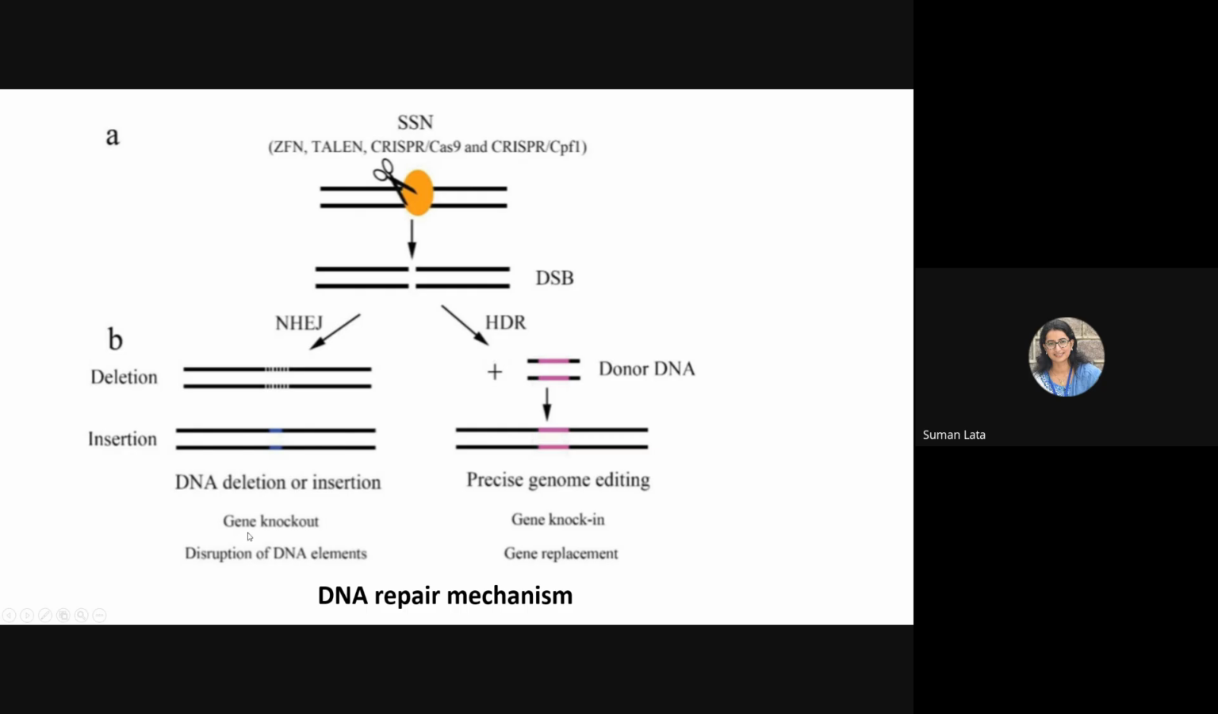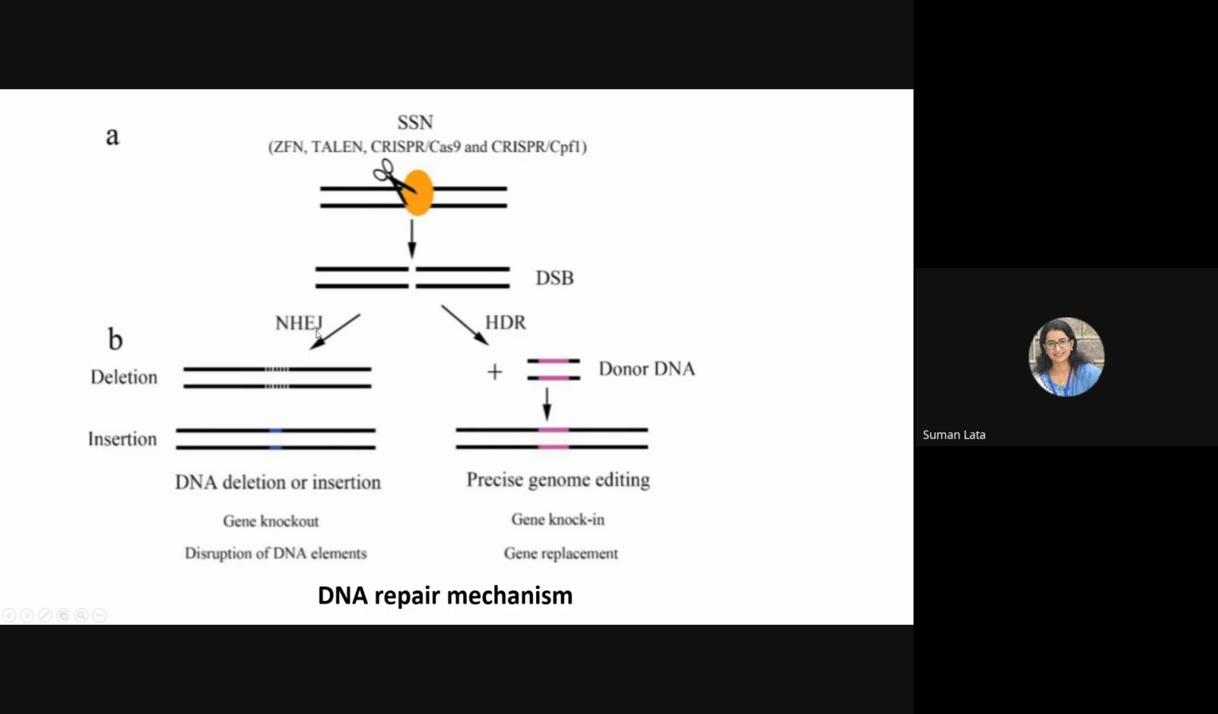So which leads to the gene knockout or disruption of DNA elements. While in case of HDR, we provide a donor DNA. This is the template we are providing. And then using this template, the repair mechanism is done. So this is the precise genome editing, and it is used for gene replacement and gene knocking. So these two pathways operate, and these are the enzymes.